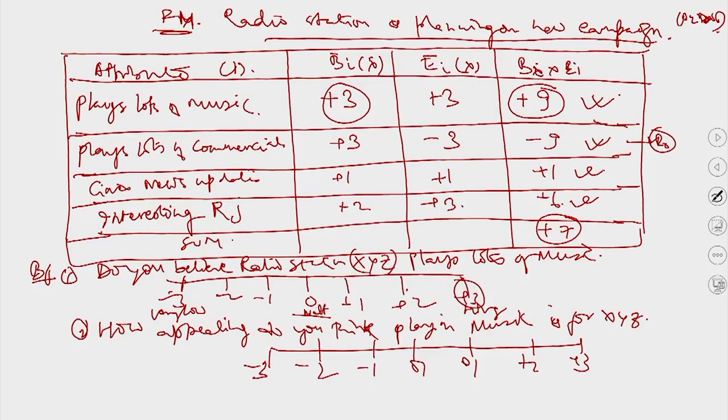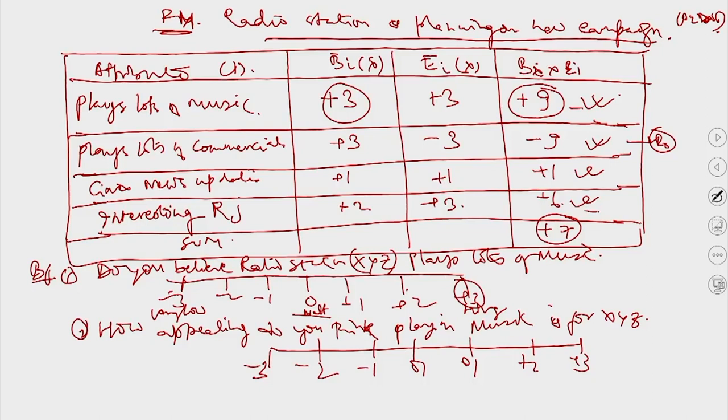So if you want to find out attitude about this radio station, or this radio station is looking for attitudes of people about itself, this is what it is. And if it is planning a new advertisement campaign, the advertisement campaign should actually focus on these attributes. So this is how attributes are there.